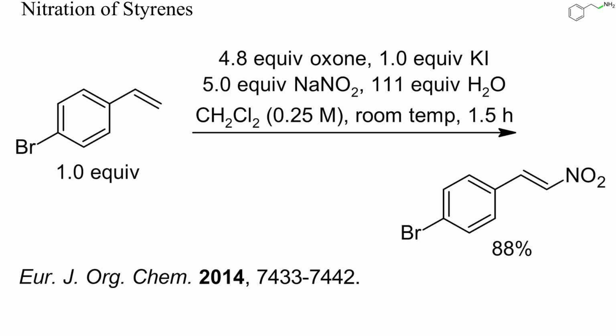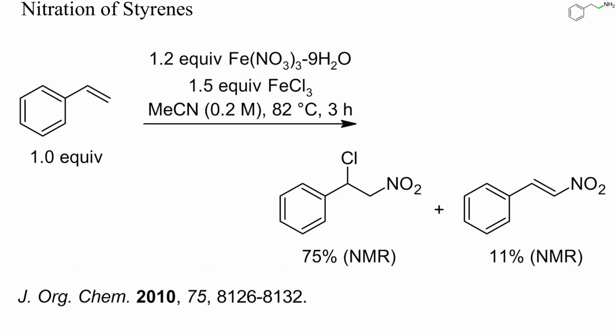Substituted styrenes are difficult to prepare and to store because of their tendency to polymerize, and benzaldehydes are therefore more convenient starting materials. Here, styrene was nitrated with a mixture of iron nitrate and iron chloride. The chlorinated product could be converted into nitrostyrene by dehydrochlorination with a base.